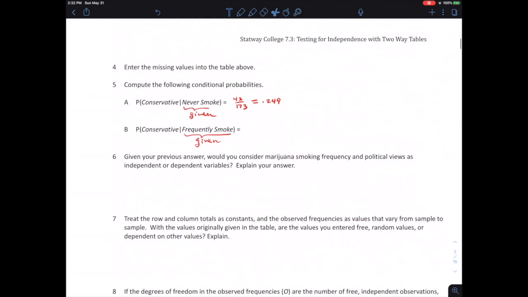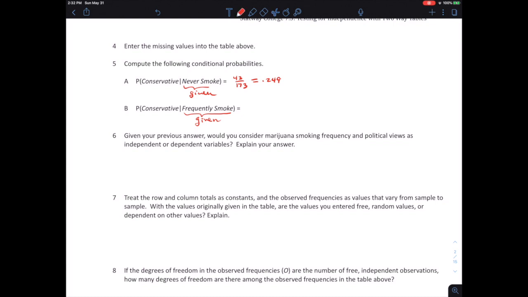So let's do that. Okay, and divide that on our calculators. So I get 0.068.